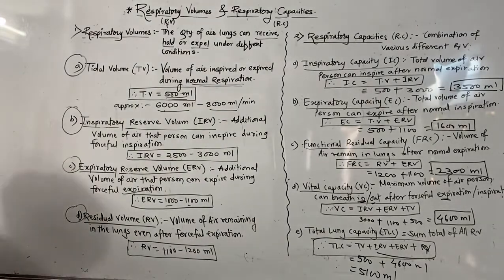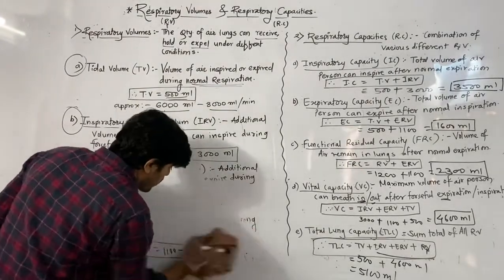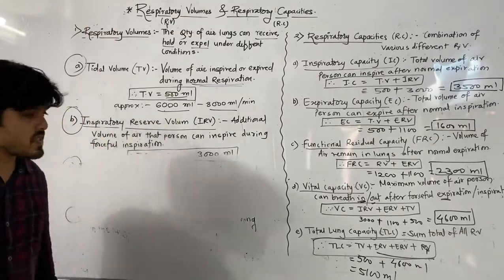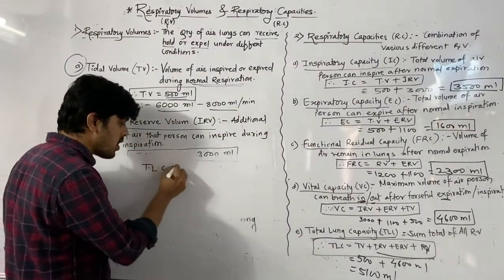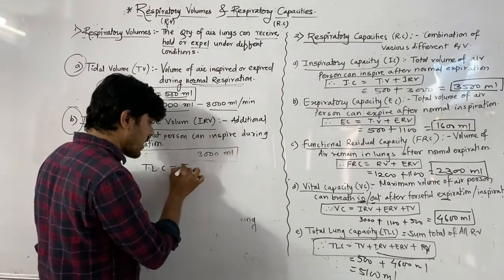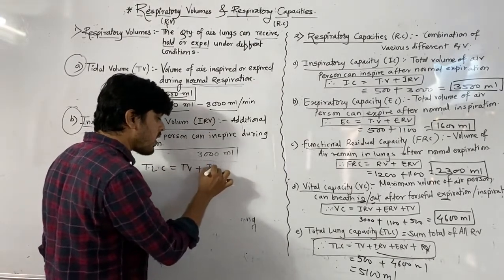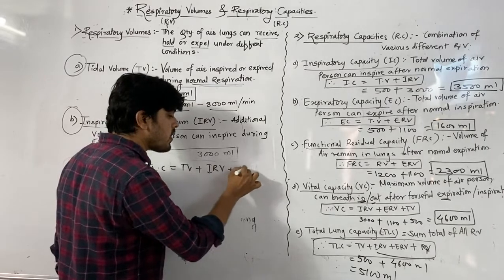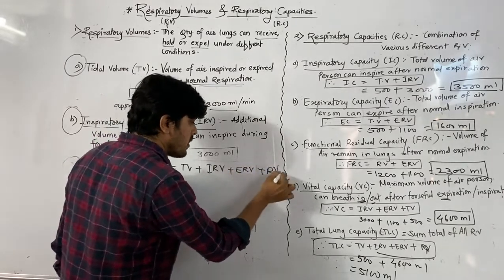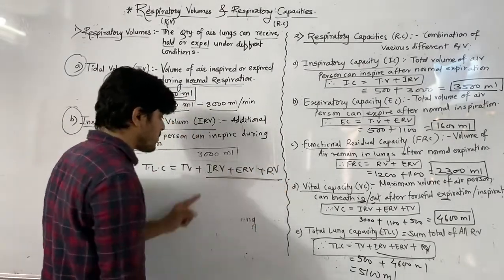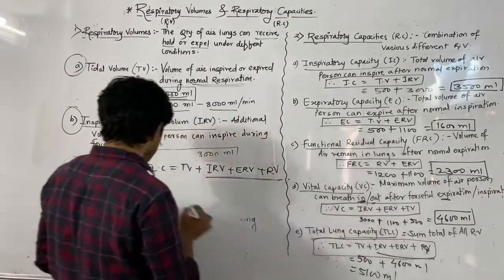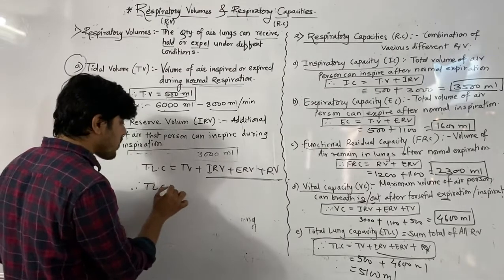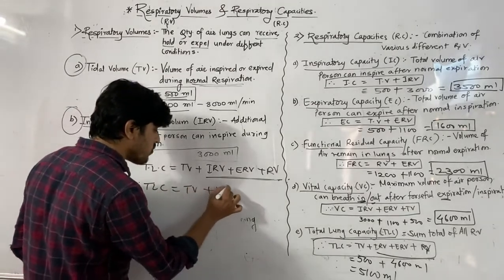Now students, we are going to write different formulas. We are going to derive different formulas. See how. If you see this total lung capacity, TLC, what we have written there? We have written tidal volume plus IRV plus ERV plus RV. If you calculate these three together, IRV, ERV and TV, they are called VC. So we can write like this: total lung capacity is TV plus VC.